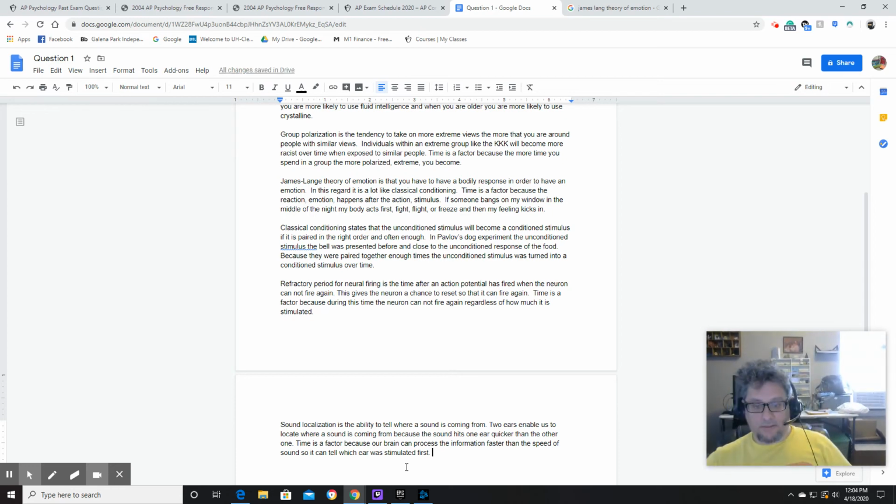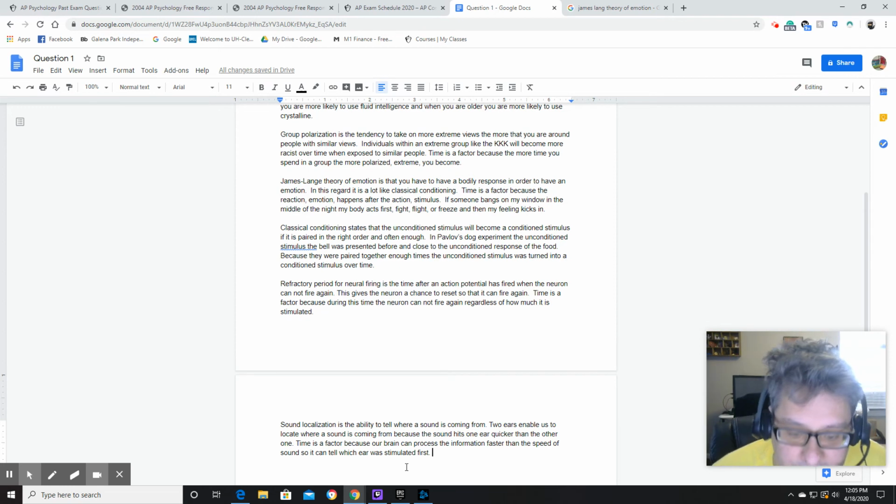All right, so time is a factor because our brain can process information faster than the speed of sound. So it can tell which ear was stimulated first. So your brain knows which ear got the information first. Volume is also a factor there, but we're not going to confuse the issue in that way. So the brain is fast enough that it can calculate the speed of sound and unconsciously process that for you. The brain is not faster than the speed of light, therefore it can't do that with your eyes.